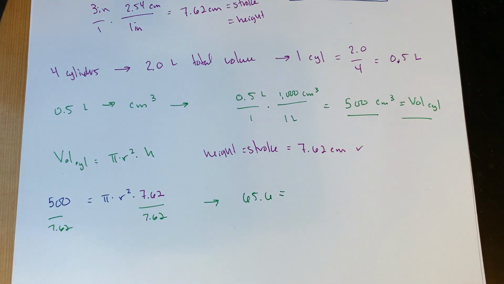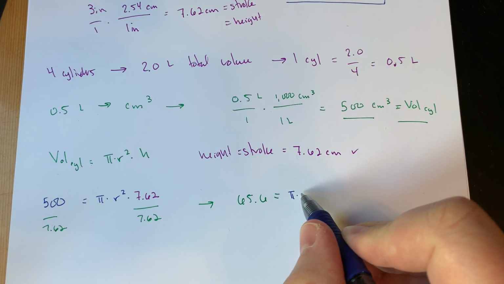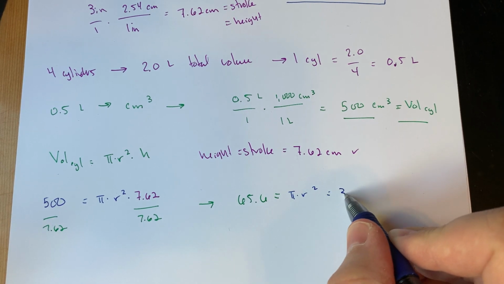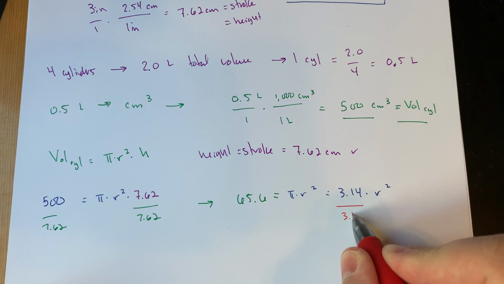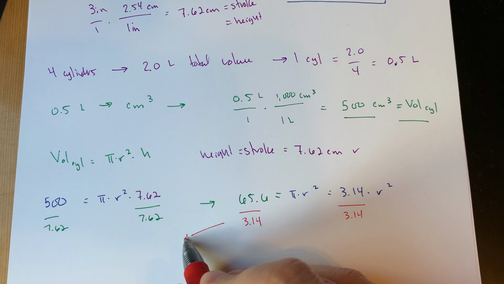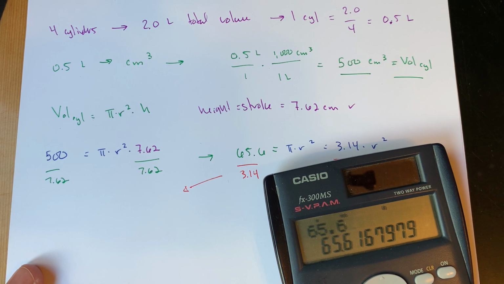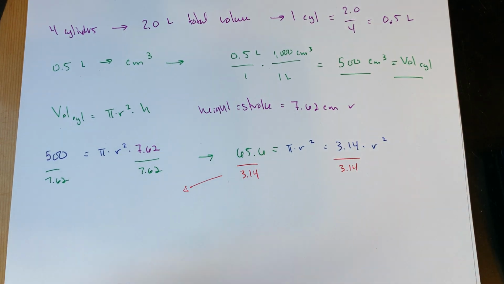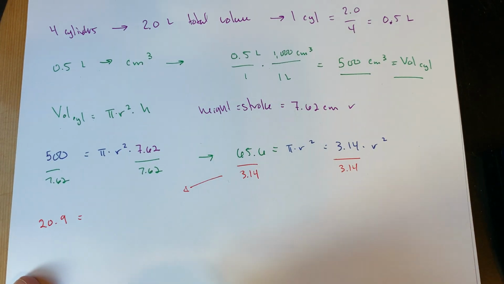That would technically be centimeters squared because we divided cubic centimeters by centimeters. Pi r squared. Pi, of course, is really just 3.14, right? So I'm going to divide by that as well. Divide 65.6 by 3.14, something smaller, 20.9. So that equals what? R squared.